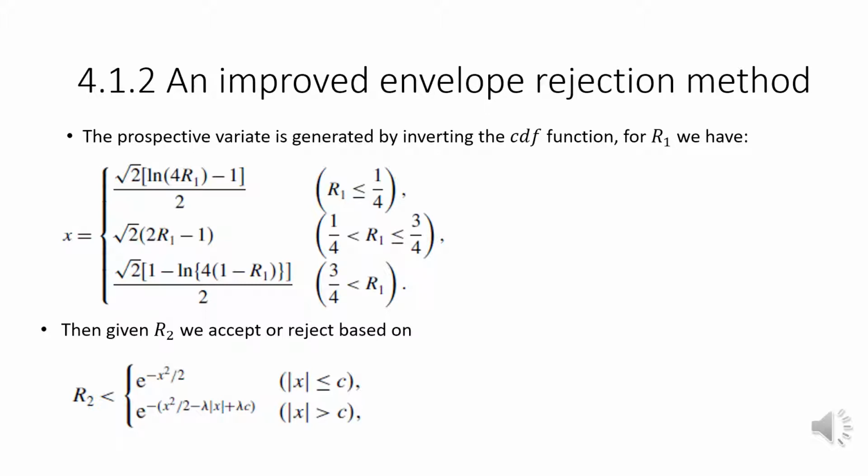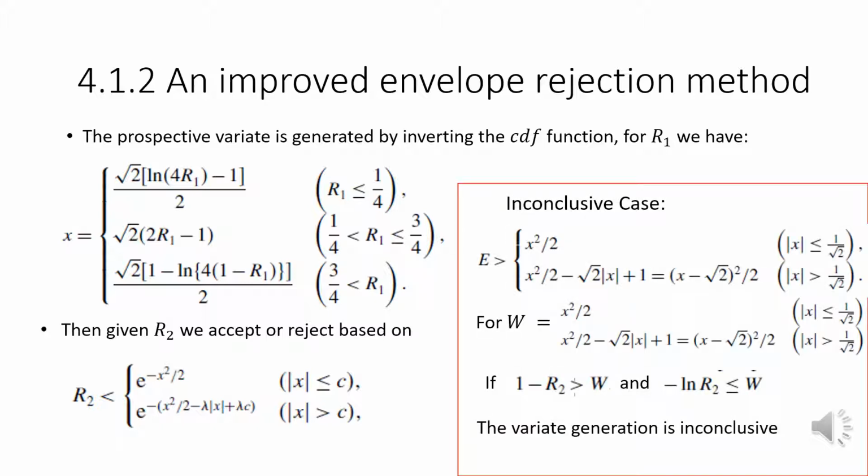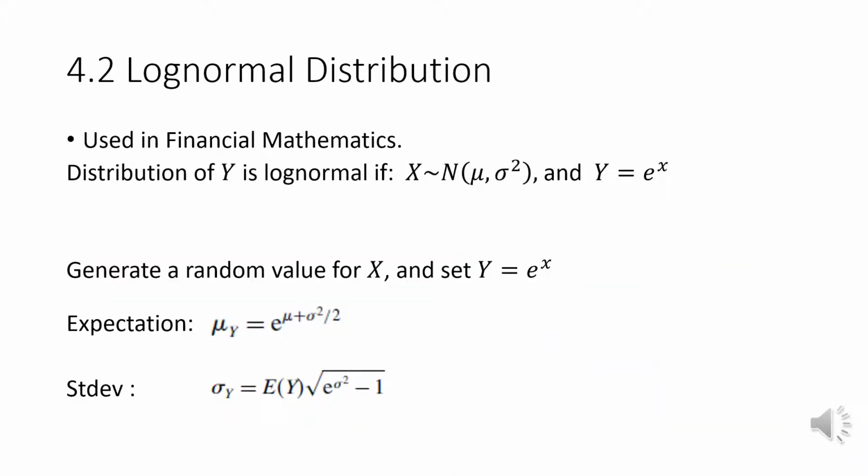Under special circumstances, we can determine that the value generated is inconclusive. This is only if the expectation is within certain parameters and if the random number is within certain parameters. In that example, for the variate generation, the function is squeezed between 1 over R2 minus 1 and 1 minus R2.